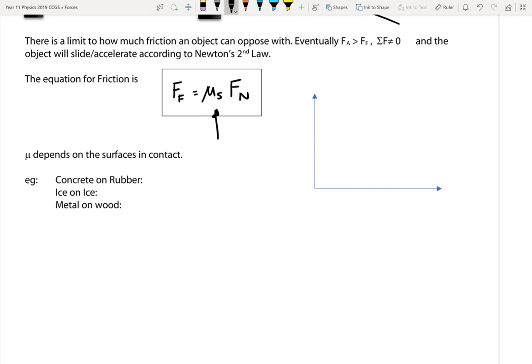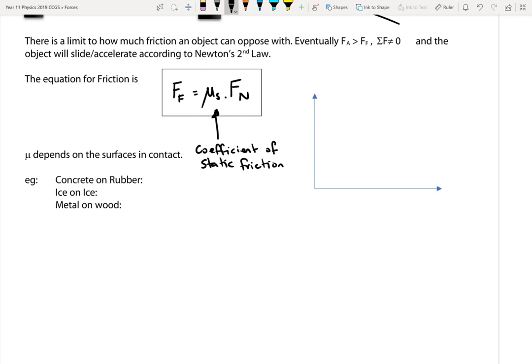Is that S a variable or a subscript? So it's mu subscript s times the normal force. Now, this mu is called the coefficient of static friction. It depends only on the two surfaces that are in contact.